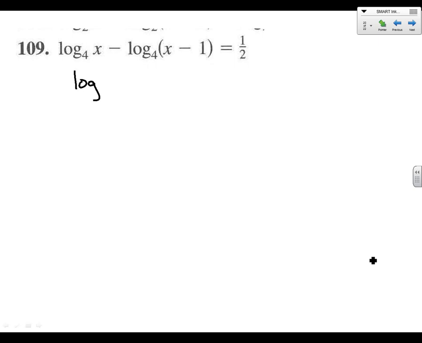First step, condense them together. Log base 4 of x over x minus 1 equals a half. Raise everything to the 4. X over x minus 1 equals 2. Take the square root. But it's plus or minus 2, so keep that in mind. We'll have two answers here.